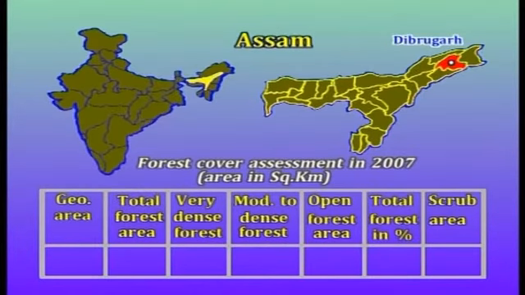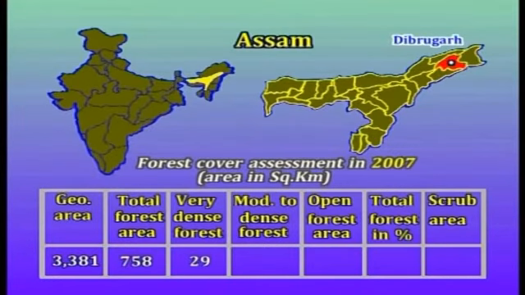The geographical area of Dibrugarh district of Assam is 3,381 square kilometers in 2007. The total forest cover is 758 square kilometers, out of which the very dense forest cover is 29 square kilometers. The moderate to dense forest cover is 169 square kilometers. The open forest cover is found to be 560 square kilometers. Altogether, these forests cover about 22.42% of the geographical area of the state.